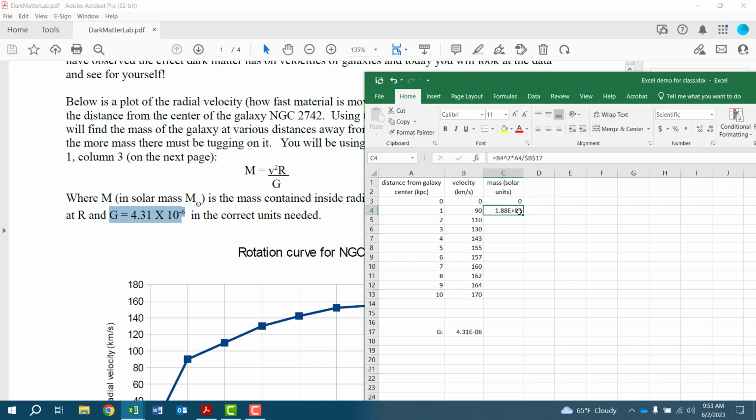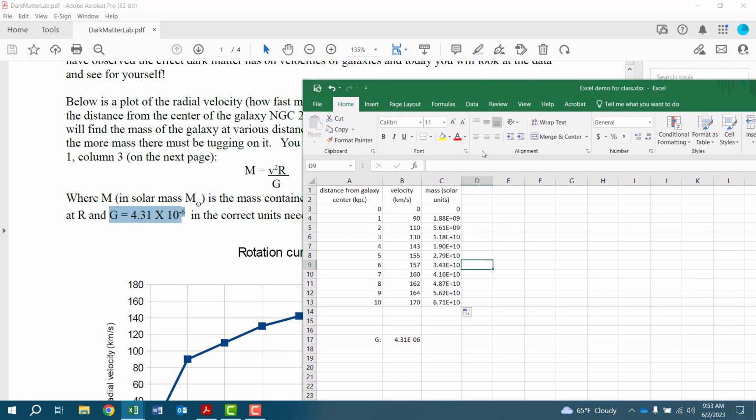So here's the cool part. Hover over the lower right corner, click and drag, and Excel will complete that calculation for all the data. See how smart it is to use a spreadsheet instead of doing this manually? So you're welcome to do this for your lab.